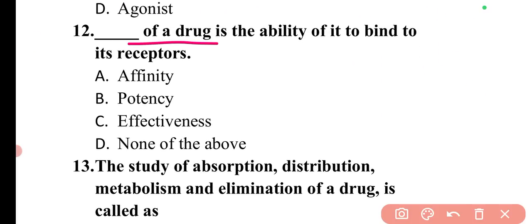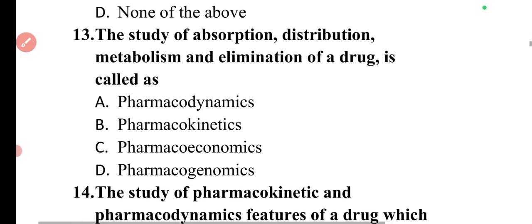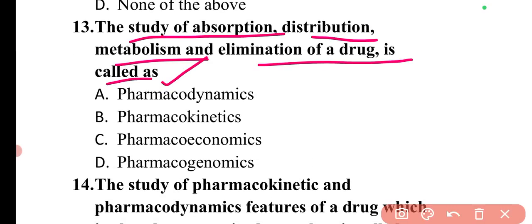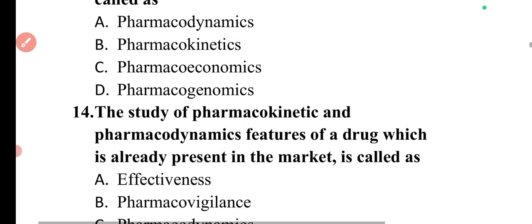Next question is, dash of a drug is the ability of it to bind its receptor. So this is basically the affinity. The affinity of a drug is the ability, means how strongly the drug is attracted towards the receptor. Next question is, the study of absorption, distribution, metabolism, and elimination of a drug is called as. So the study of these different parameters comes under pharmacokinetics. So here option B will be the correct answer.